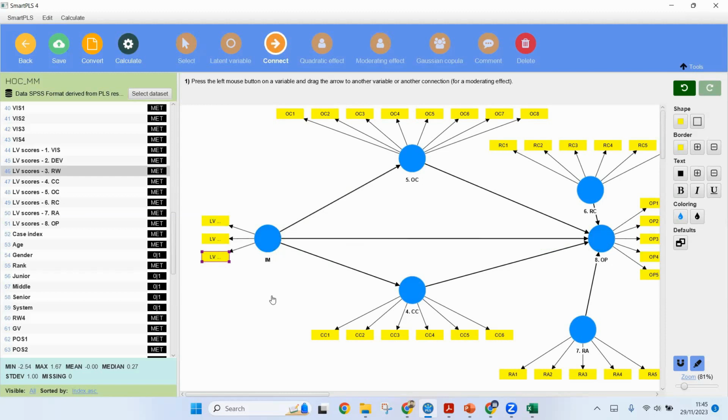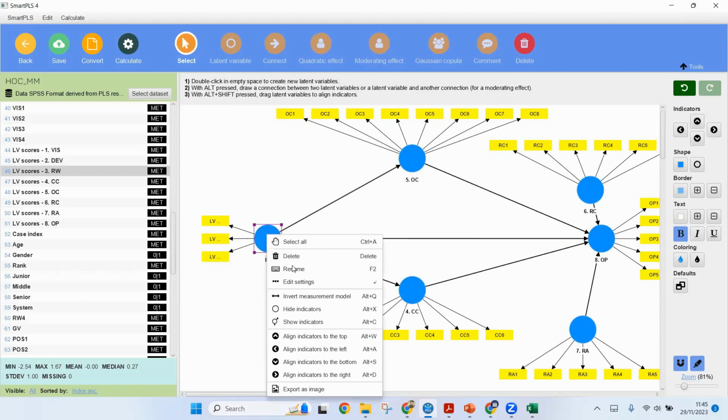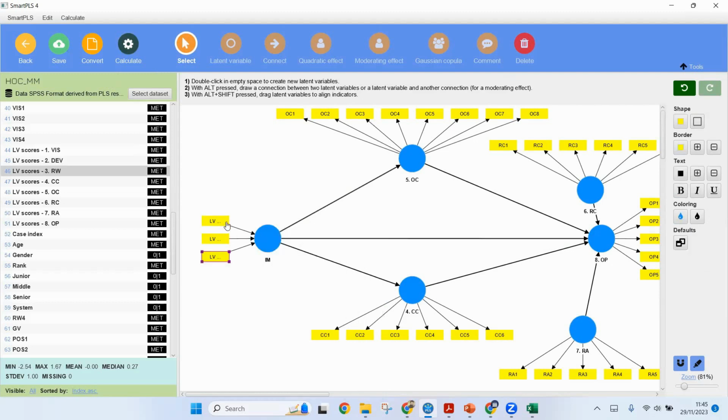Now, one thing, how would I change it to formative? Right click, invert measurement model. If you are unable to select it, make sure you've selected the select option. Sometimes students have selected delete and they are pressing and everything is getting deleted. So make sure select is selected and then go for invert measurement model. Now look at the arrows. The arrows are now pointing towards the latent variable. This has changed the internal marketing construct to a formative higher order construct. Clear?